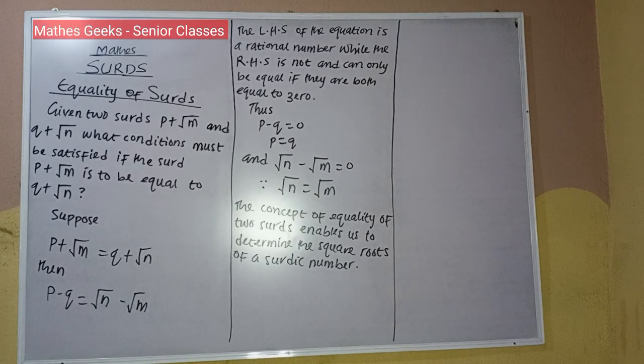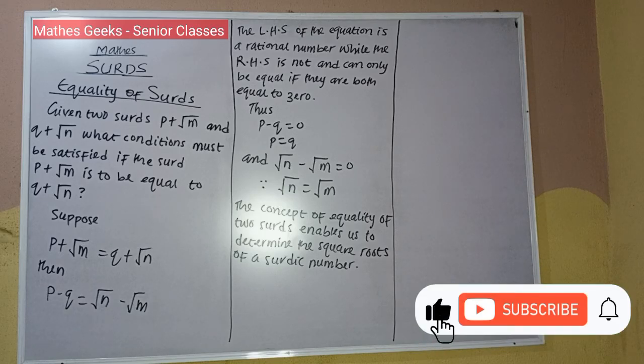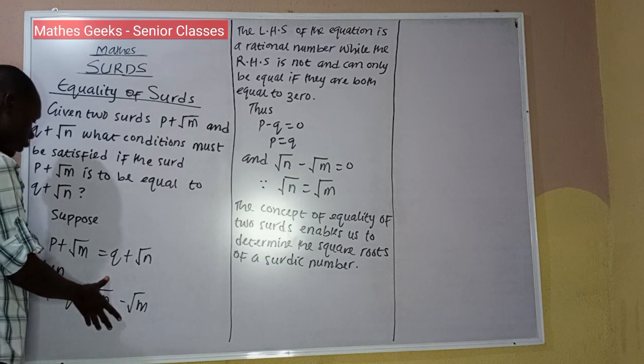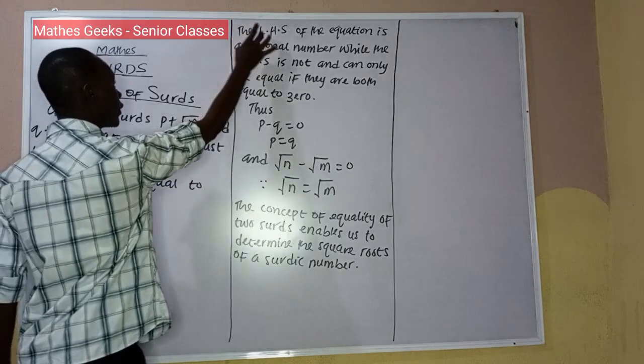Equality of surds. Given two surds, p plus root m and q plus root n, what conditions must be satisfied if the surd p plus root m is to be equal to q plus root n? Suppose p plus root m is equal to q plus root n, then p minus q is equal to root n minus root m.